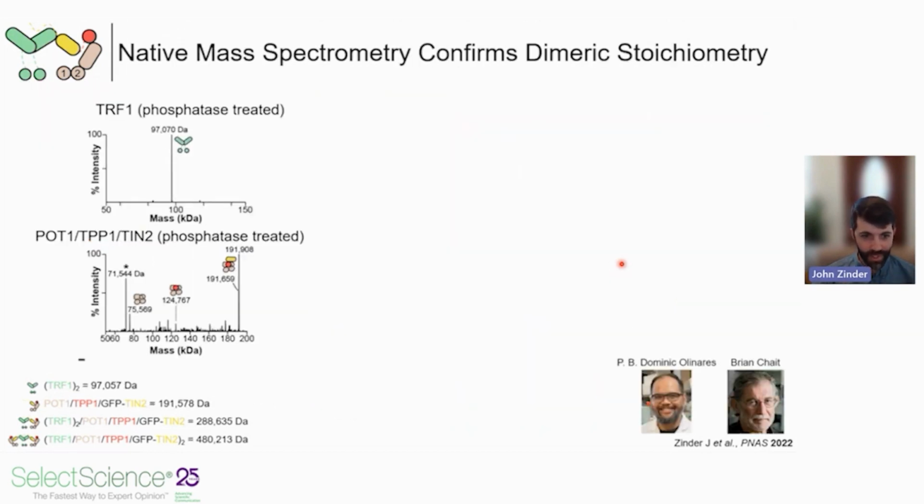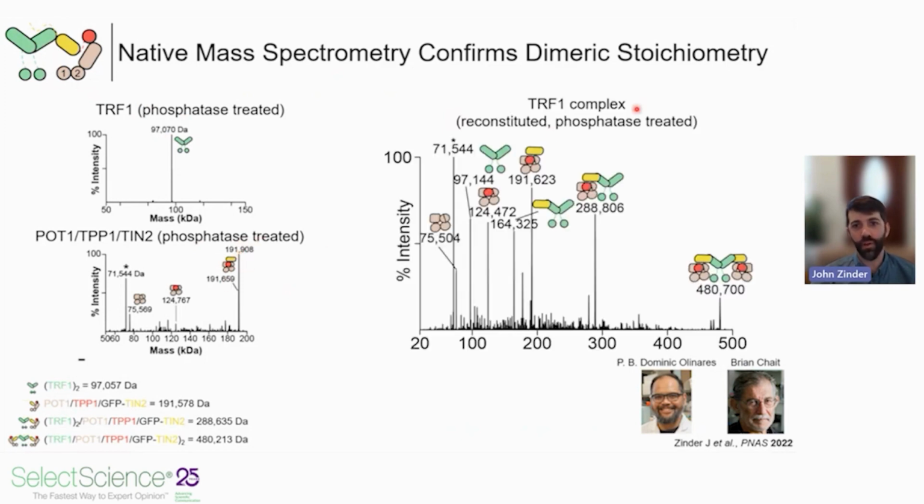But we wanted to take it further and figure out, chemically, do we have this sort of heterogeneity as well? And so we found that our complexes were differentially phosphorylated, but if we lambda phosphatase treated them, they collapsed into single peaks of the expected molecular weight. And if we use this reconstituted phosphatase treated TRF1 complex, we were actually able to see this dimeric complex as well, though apparently this complex sort of falls apart during the mass spec experiment.